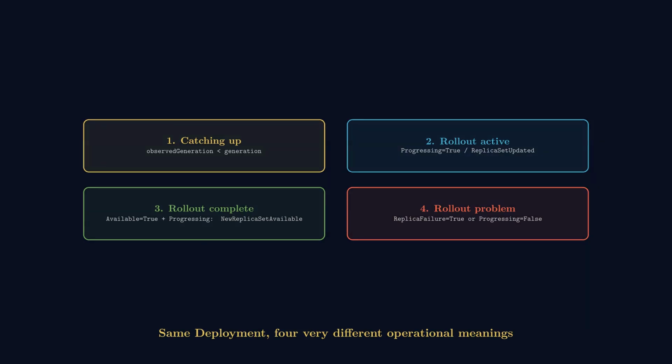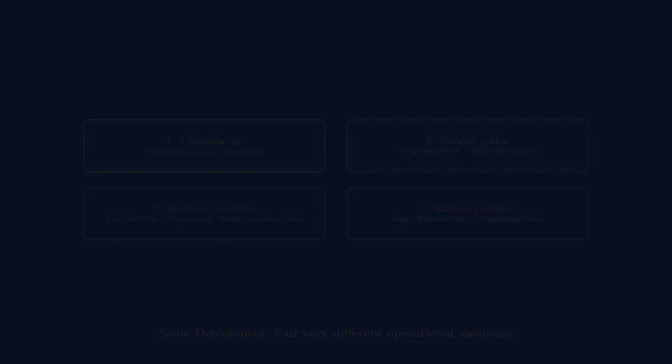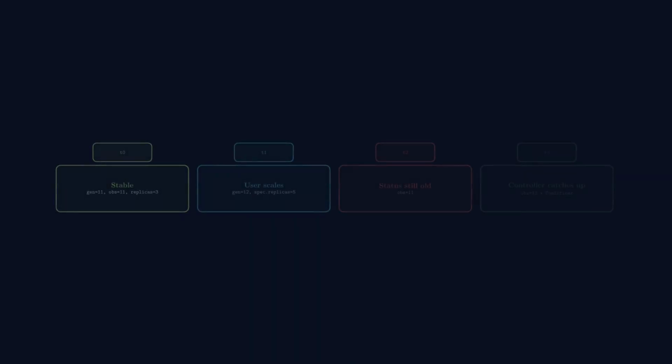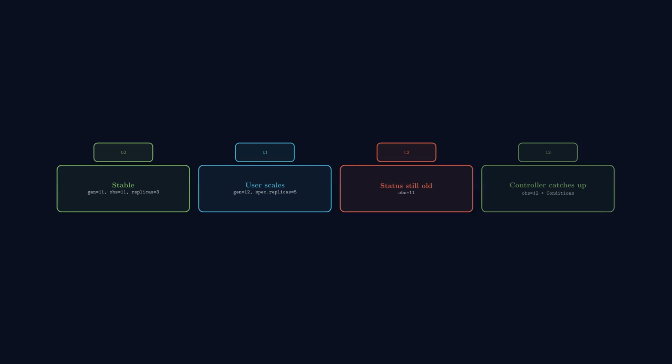Now replay the original timing race using our checkout app deployment. It starts at generation 11 with 3 replicas. The user scales it to 5, so generation becomes 12, while observed generation is still 11. For that short period, the old status belongs to the previous desired state. Then the deployment controller sees generation 12, updates observed generation to 12, and conditions show whether the rollout is progressing, complete, or failing.